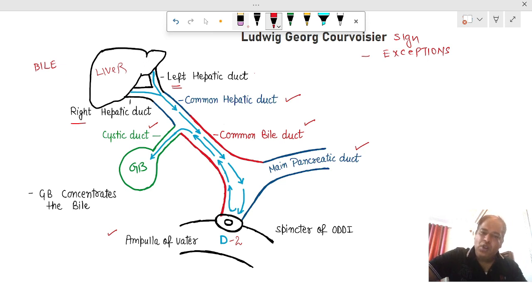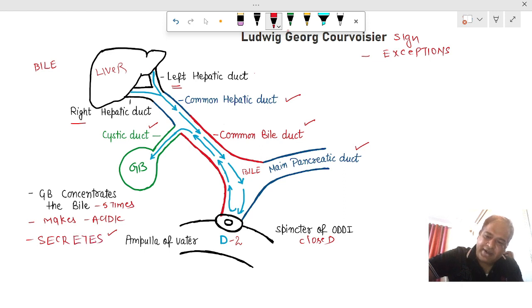Okay. So what happens is these blue colored arrows indicate the flow of bile. Because the sphincter of Oddi is closed, bile will now enter the gallbladder. Gallbladder will concentrate the bile by around 5 times. It will make the bile acidic. And apart from that, daily it secretes 20 ml mucus. Fine. This is an important thing for you to remember.